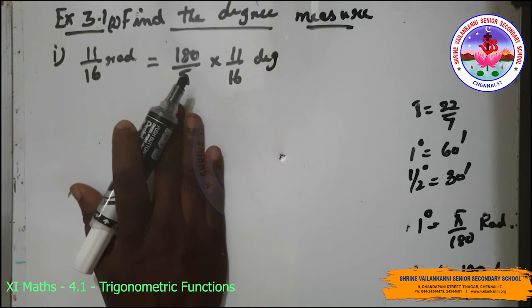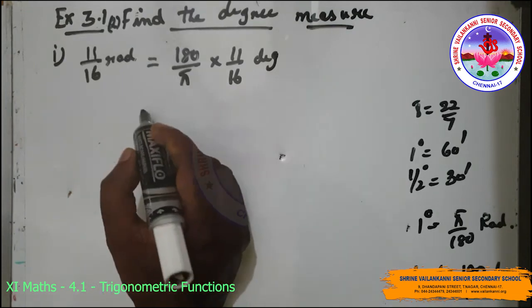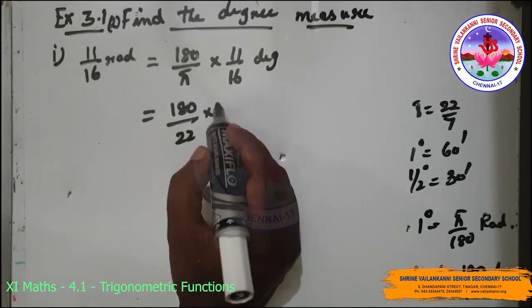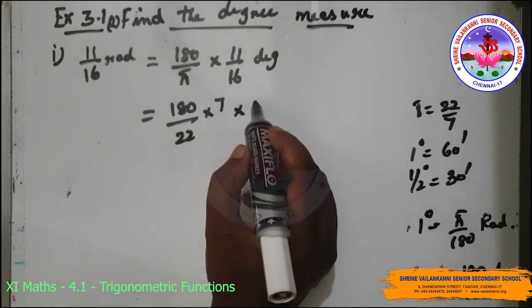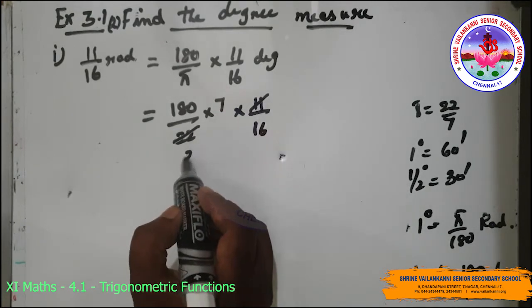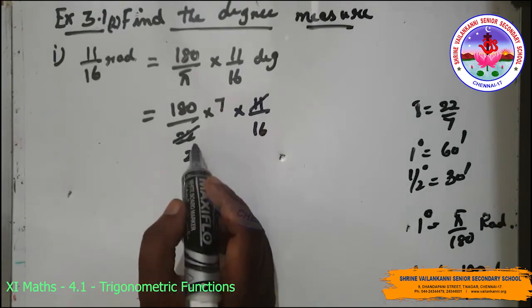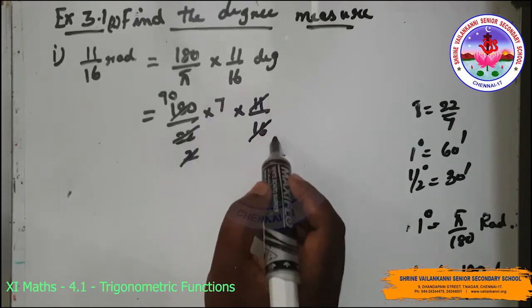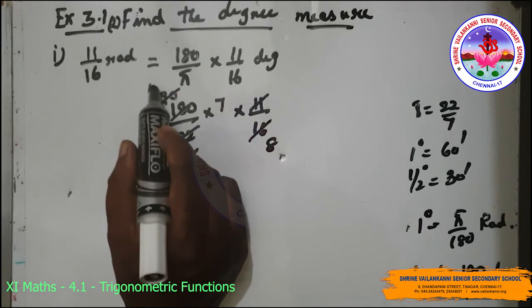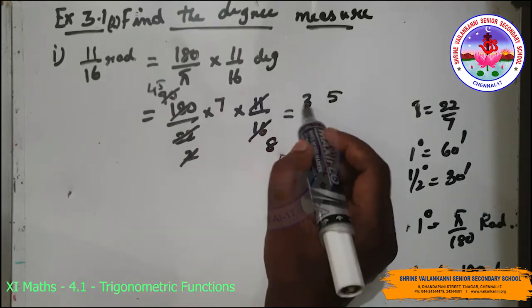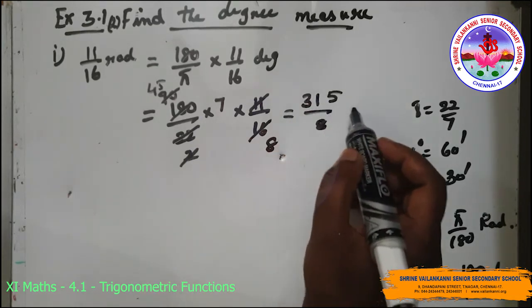We have to use pi as 22 by 7. So 180 by 22 by 7, I am taking it to the numerator, into 11 by 16. So cancelling this, 11 one time, 2 times 22, and 2 into 90. So 2 into 8, 45 times. So 45 into 7 by 8, which is equal to 315 by 8 degree.